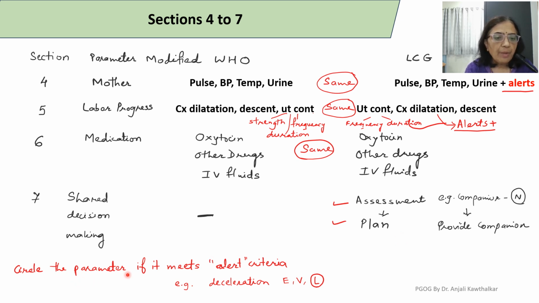We need to circle the parameter if it meets alert criteria. For example, in deceleration, if it is early or variable deceleration, it's okay. But if it is late deceleration, it needs to be circled, and preferably it should be circled by using a red pen.